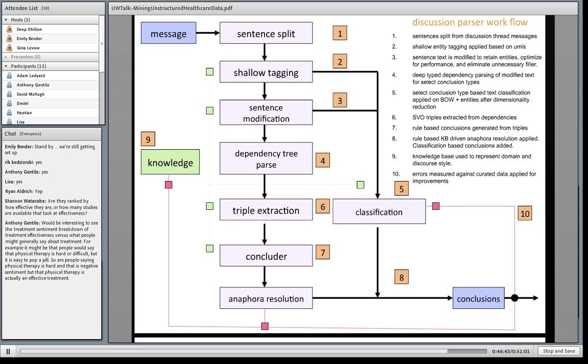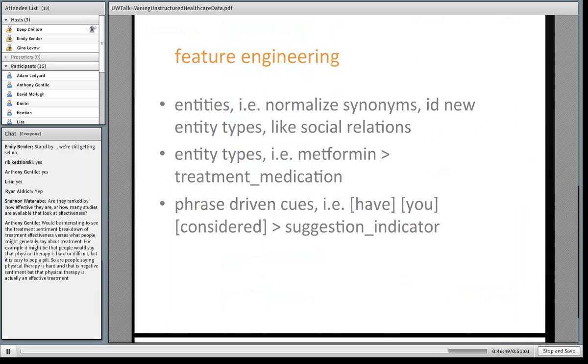So the discussion parser is quite similar. We're doing some anaphora resolution on the discussion parser, and we haven't yet deployed the anaphora resolution on the research side. We talked just 2 seconds on feature engineering. We go through and normalize. So normalized synonyms are helpful for engineered features.